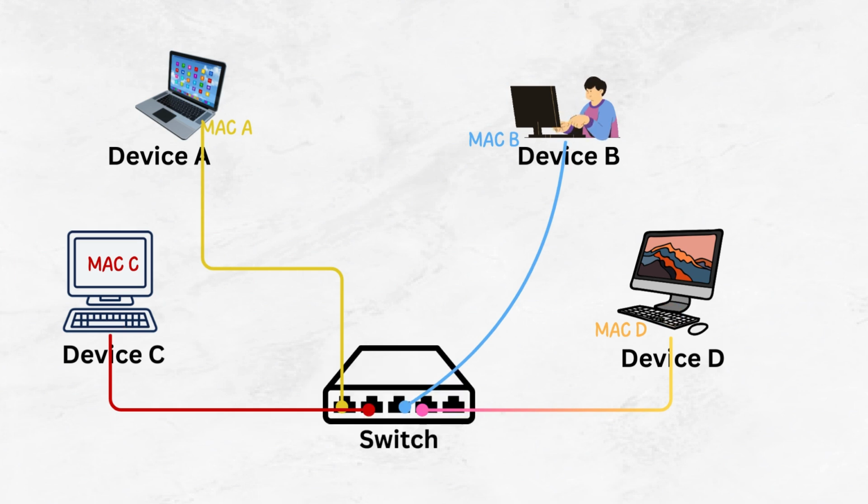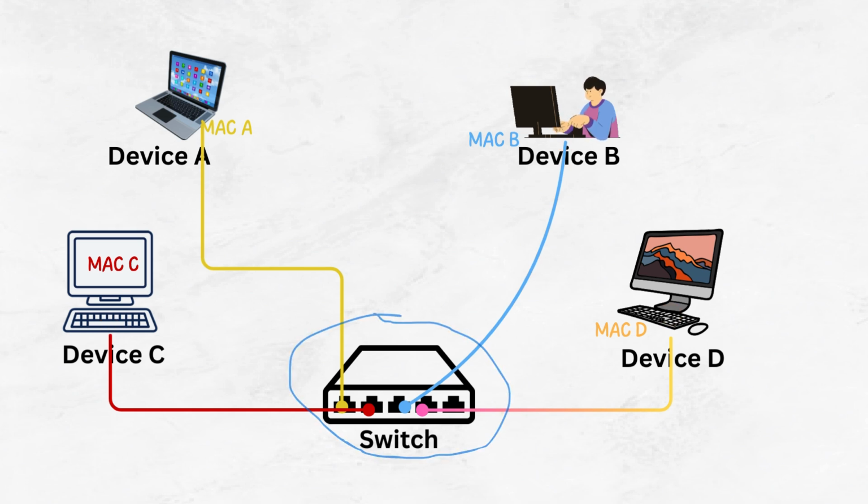Now let's see the comparison of different communication methods between devices. Unicast is communication where data is sent from one sender to one specific recipient. Multicast is communication where data is sent from one sender to a specific group of recipients. Broadcast is communication where data is sent from one sender to all devices within the network or broadcast domain.